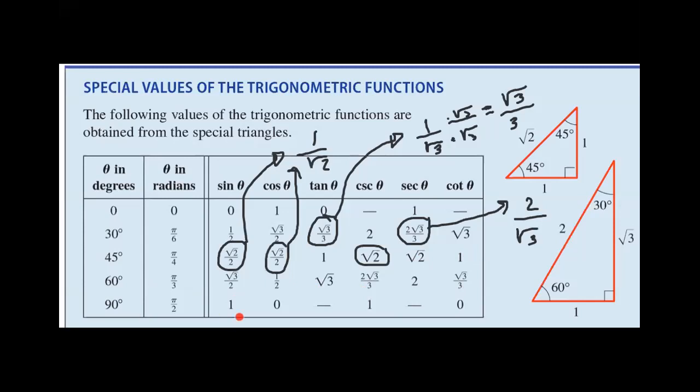For 90, the sine is 1 and cosine is 0, but here the tan is undefined because tan is sine over cosine, and the cosine is 0, so undefined. For the cosecant, it's 1 over sine, so it is 1. For the secant, it's 1 over cosine, so 1 over 0, so undefined.